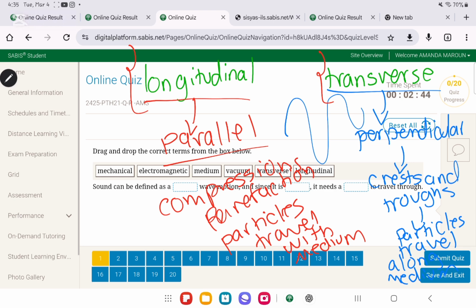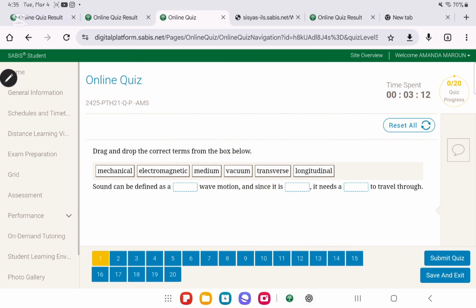So again, longitudinal waves move parallel to the direction of wave propagation. They have compressions and rarefactions. Their particles travel with the medium, and they need a medium to propagate. Whereas transverse waves move perpendicular to the direction of wave propagation. They have crests and troughs. The particles move along the medium, and they can even travel through vacuum. So for sound waves, you need to memorize that it is a longitudinal wave motion.